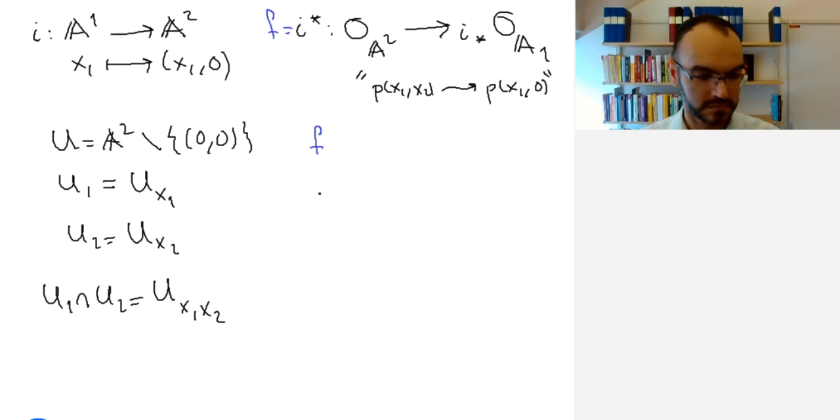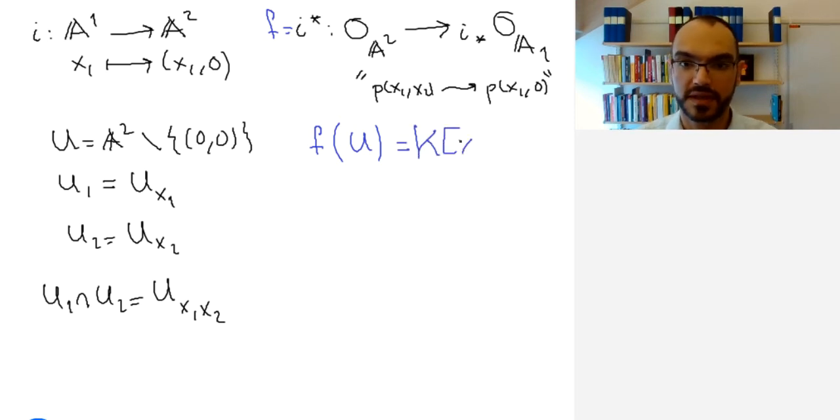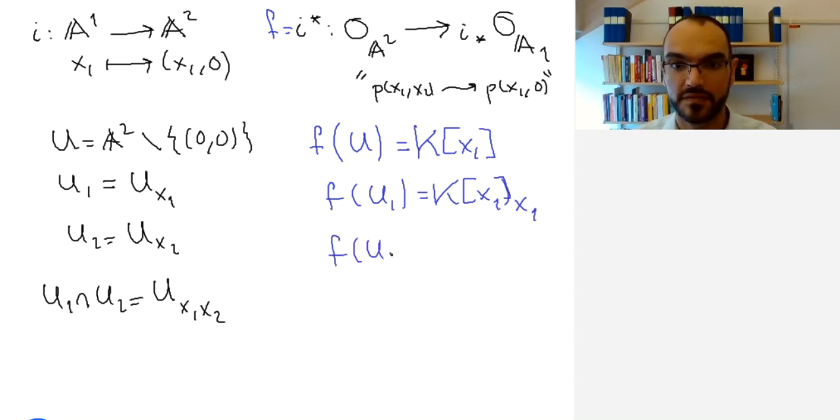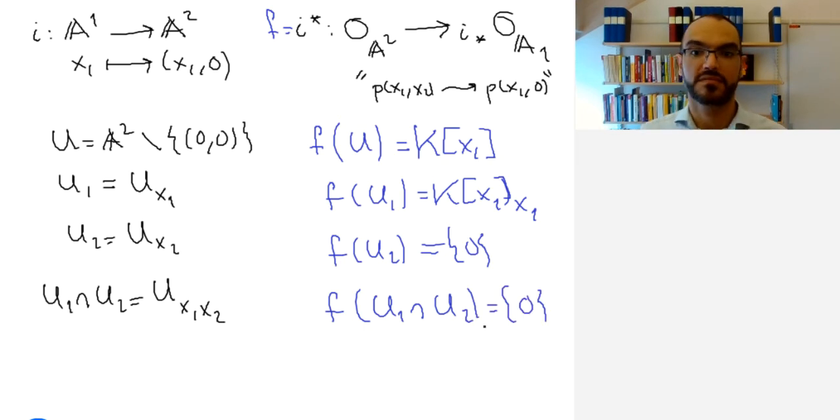F of U is the whole polynomial ring in the first variable. F of U1 is the localization of the polynomial ring in the first variable. F of U2 is 0, and F of the intersection is 0. Why is that?